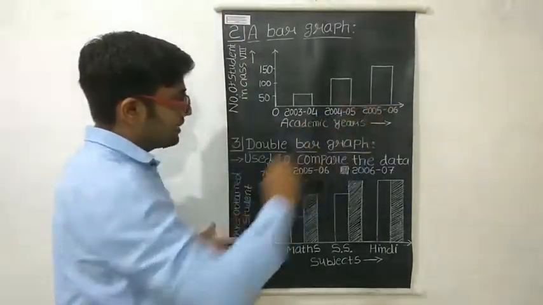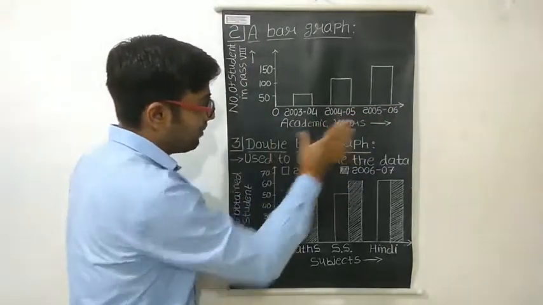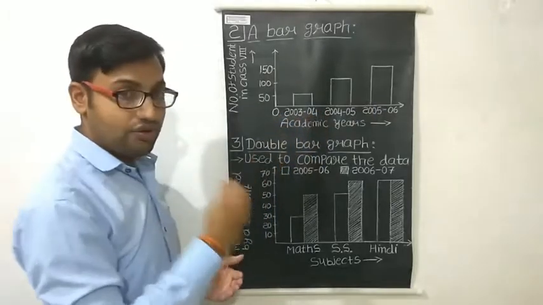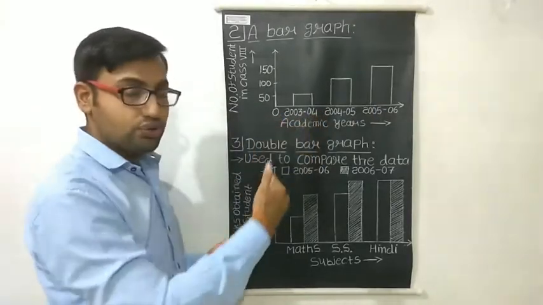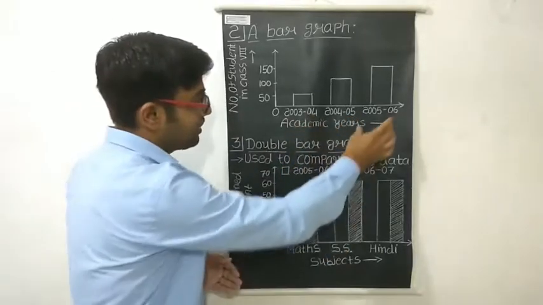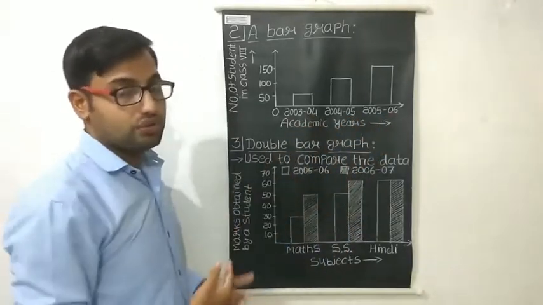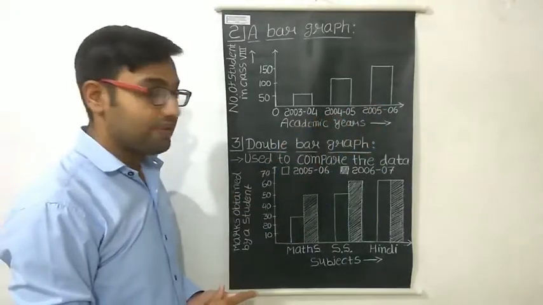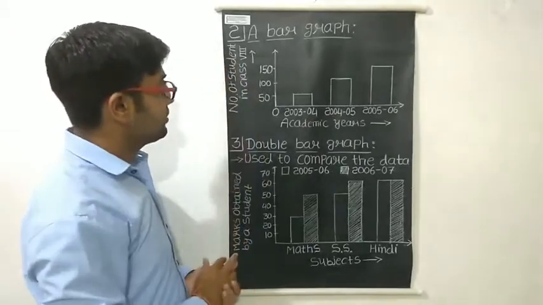On the horizontal axis, we have represented the academic years. The first academic year we have taken is 2003 to 2004, then 2004 to 2005, then 2005 to 2006. So here we are comparing three academic years. And on the vertical axis, what have we taken?